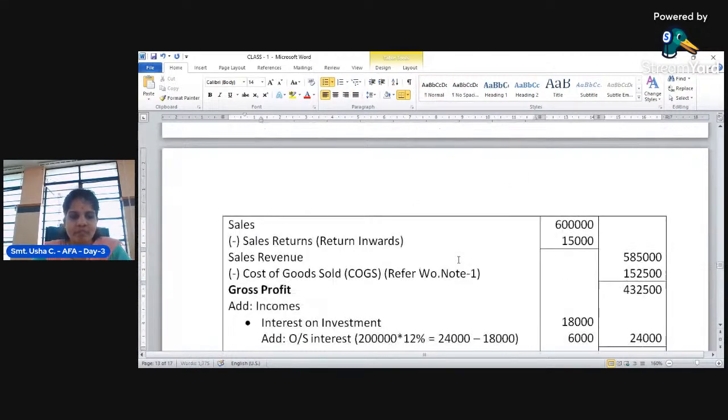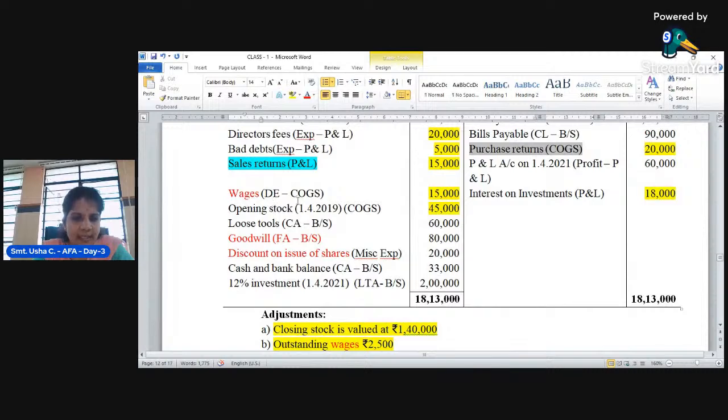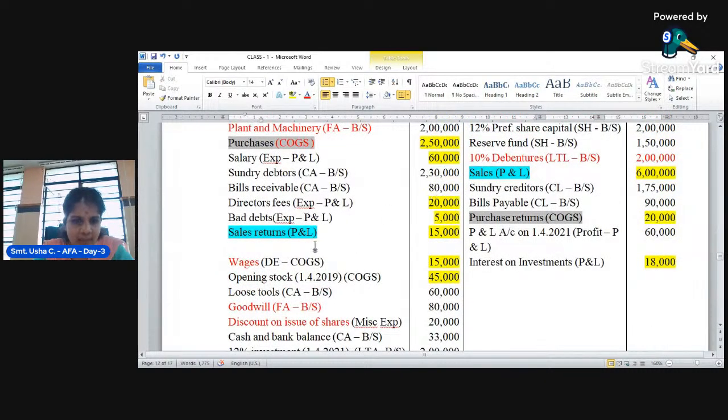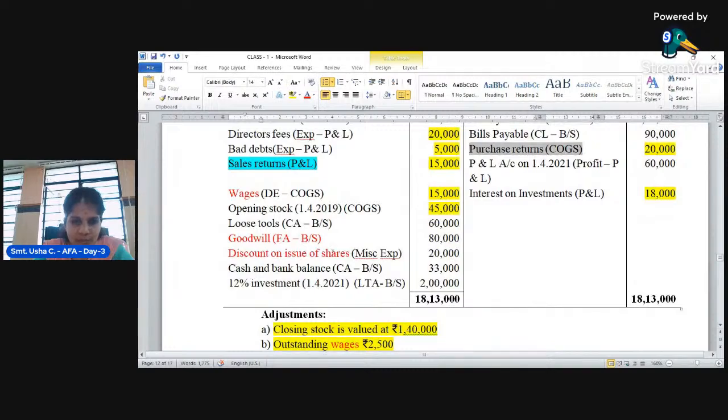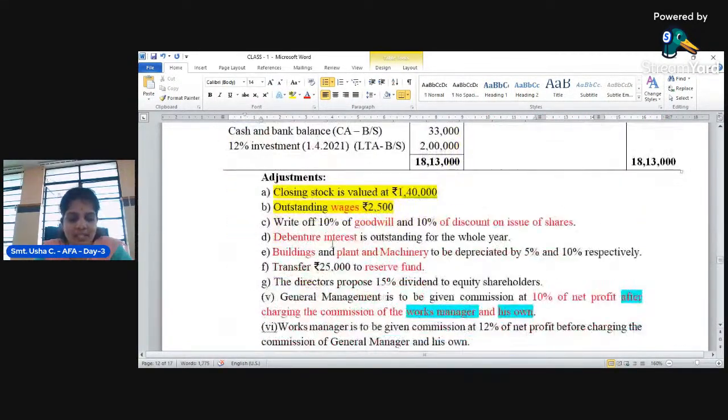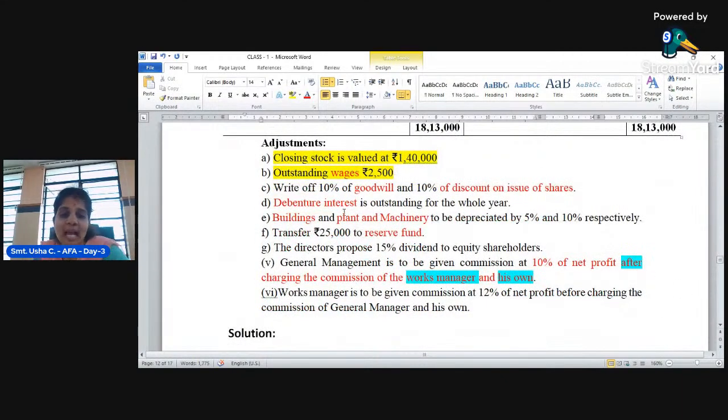Next, which is the profit and loss account amount item. We have taken this to the profit and loss. Okay, loose tools, current asset. All the items in the trial balance we have taken into consideration, right? But next thing is we have to move to the adjustments.